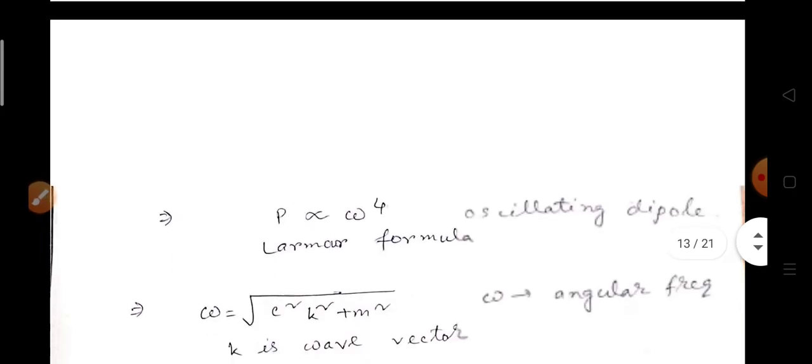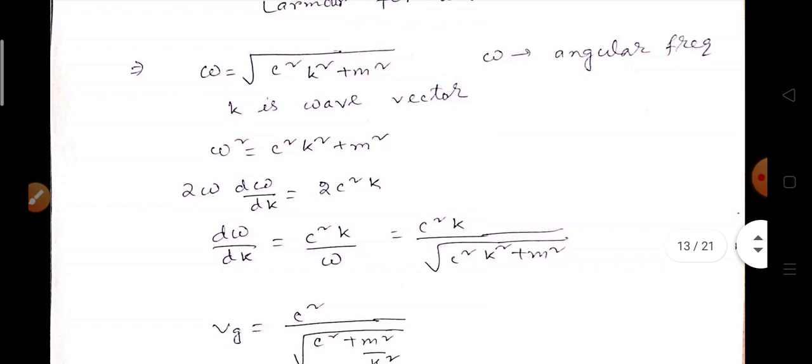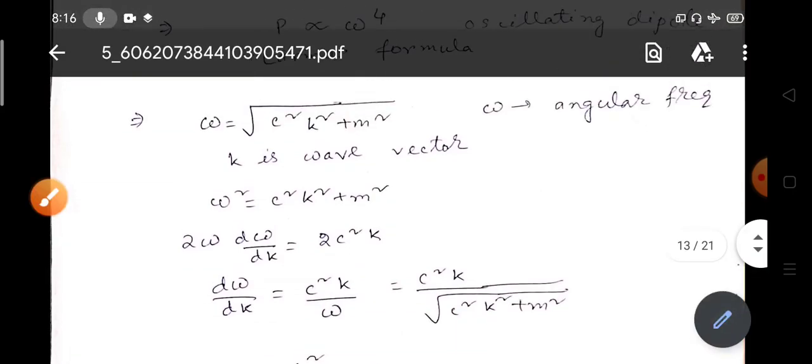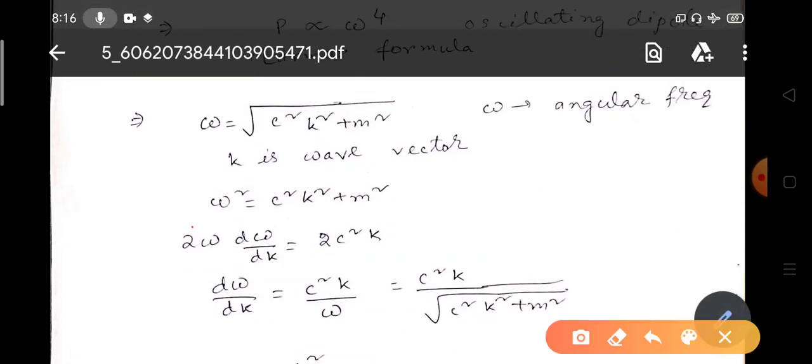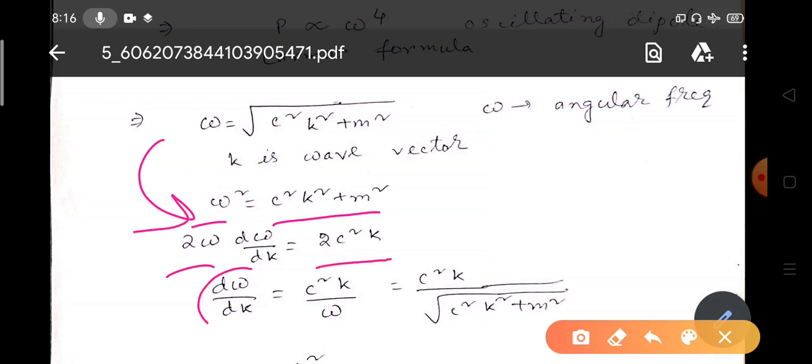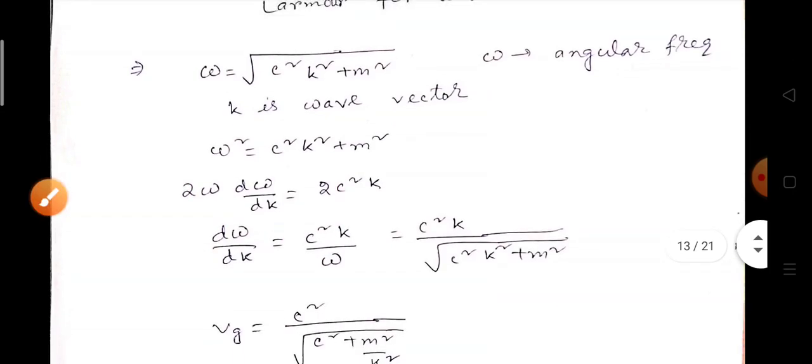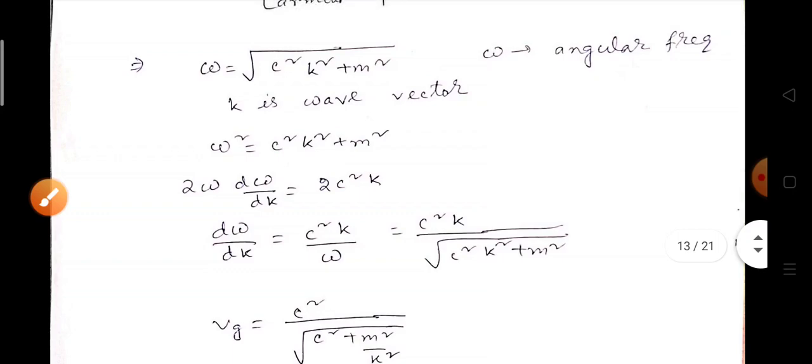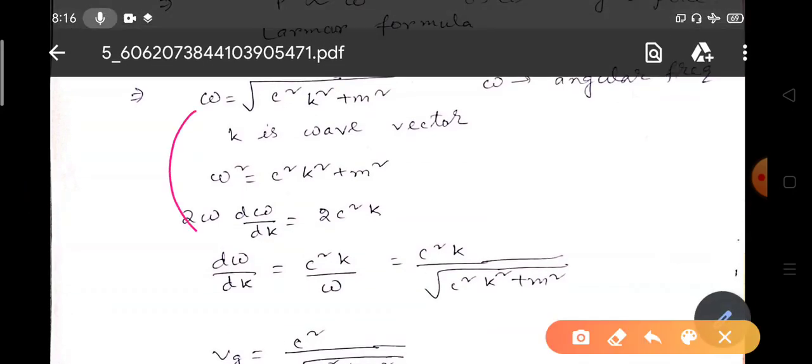So we are given the dispersion relation omega as root over c square k square plus m square. Now omega square equals c square k square plus m square. You just directly square it, then differentiate it. 2 omega d omega dk equals 2 c square k. Now d omega dk equals c square k divided by omega, and putting the value of omega, it is c square k divided by root over c square k square plus m square.